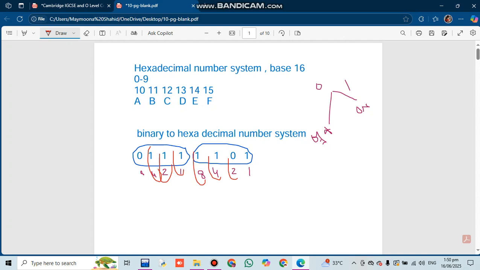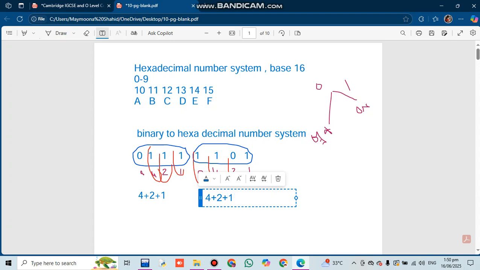Now you are just going to add up all these values. The first group is 4 plus 2 plus 1. The other is 8 plus 4, 4 plus 2, and plus 1.